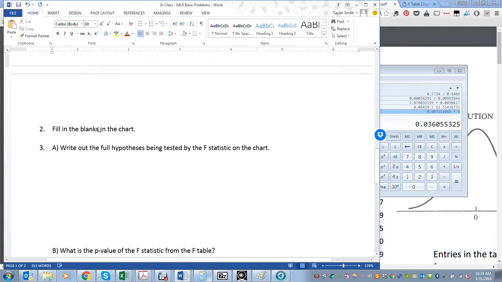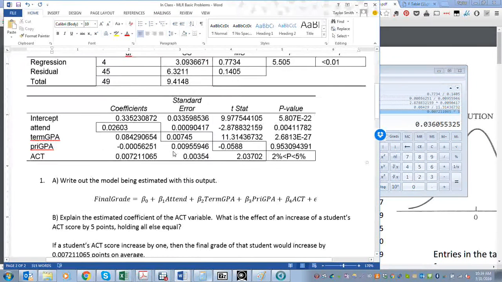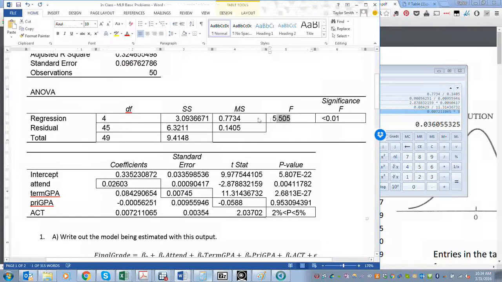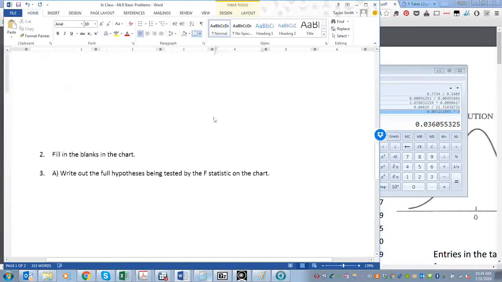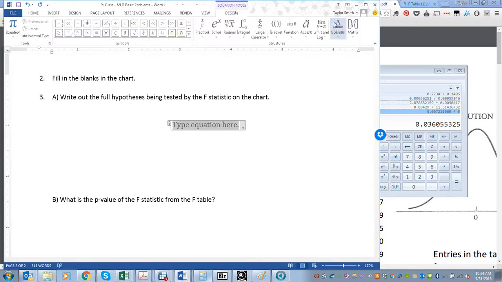Part 2 was filling in the blanks. We already did that. Question 3: write out the full hypotheses being tested by the F statistic. The F statistic is what we calculated up here, this number here. The hypotheses for an F statistic are a joint hypothesis test, so we're going to write out the full hypotheses.